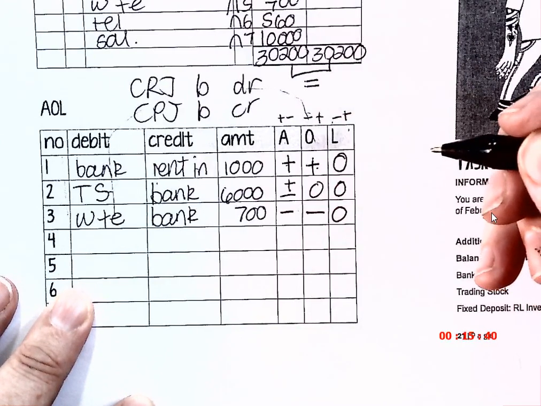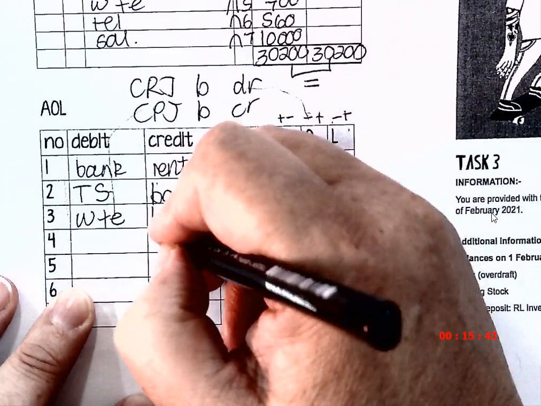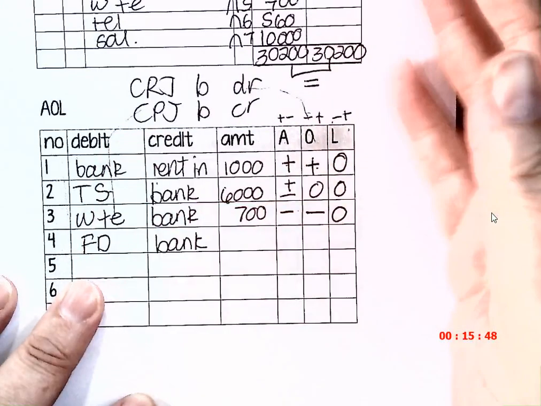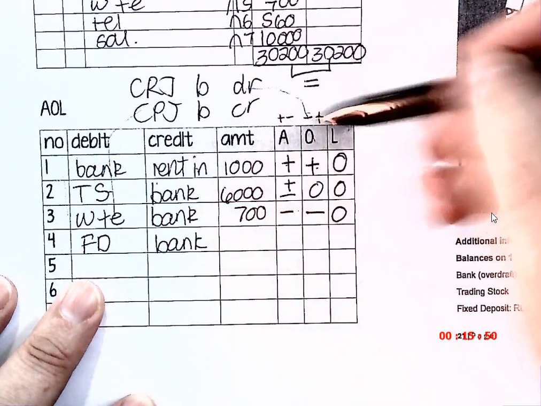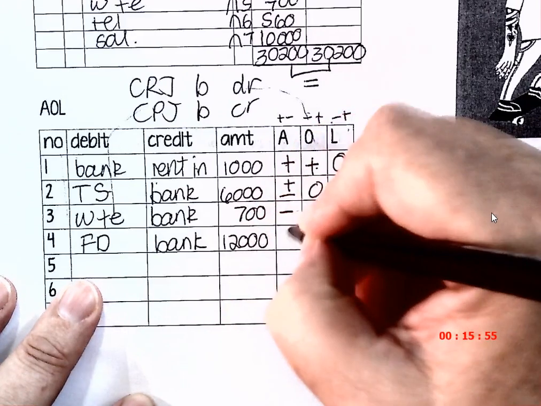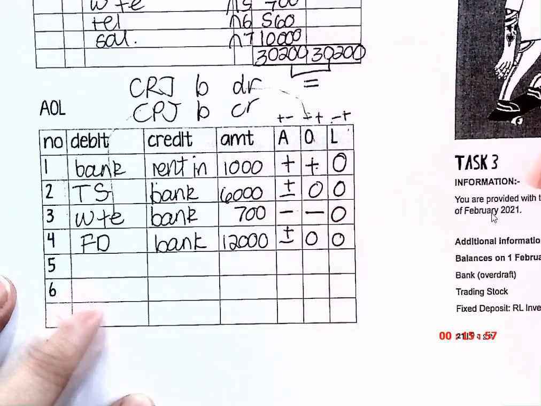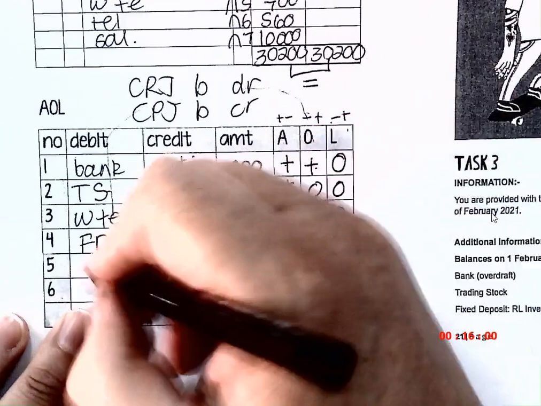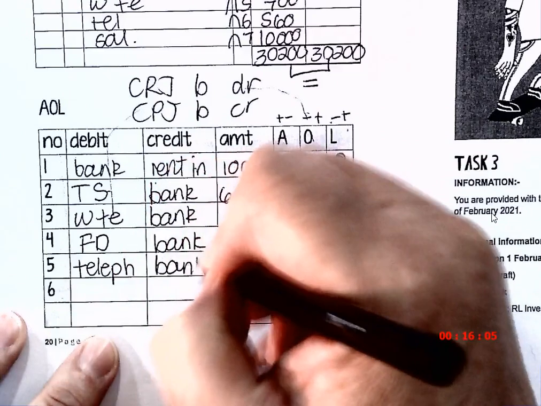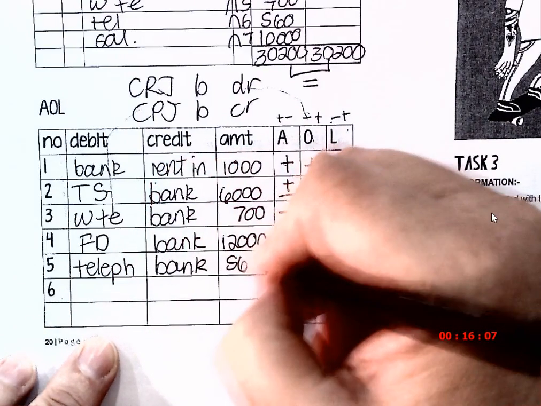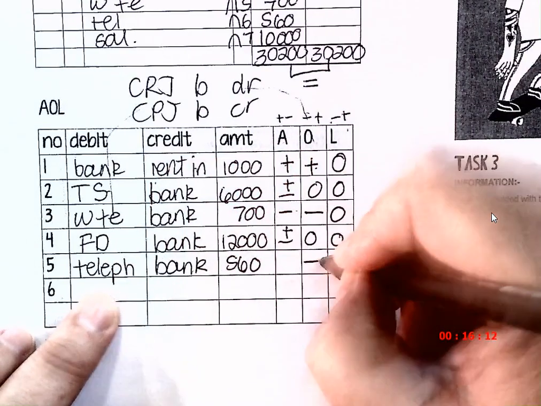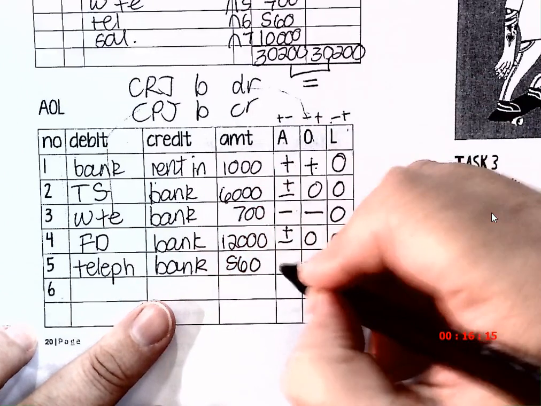Number 4, we are investing. It's also a CPJ, fixed deposit. Here you don't have to say fixed deposit upsell, because here I just want to know actually the effects. Okay, and it's 12,000. Both is assets, so that's what's happening. Number 5, we pay telephone. So telephone, bank. Telephone is 560. So the telephone makes my owner's equity less. The bank makes my assets less.